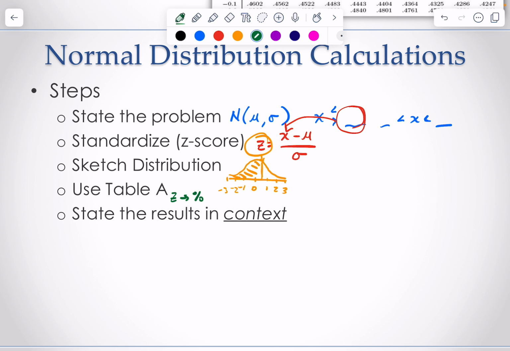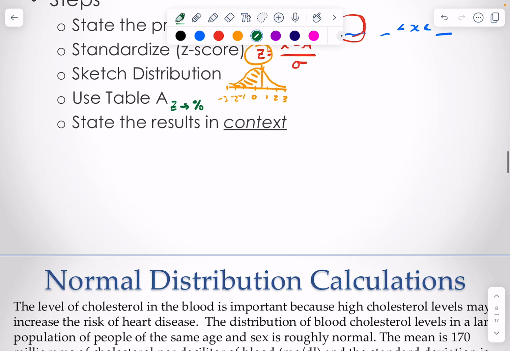So we're going to follow those steps every time, which means for every normal distribution, we state what values we're working with, calculate the z-score, always draw a sketch of the distribution with the appropriate area shaded, and then convert that z-score into a percentage using that table.